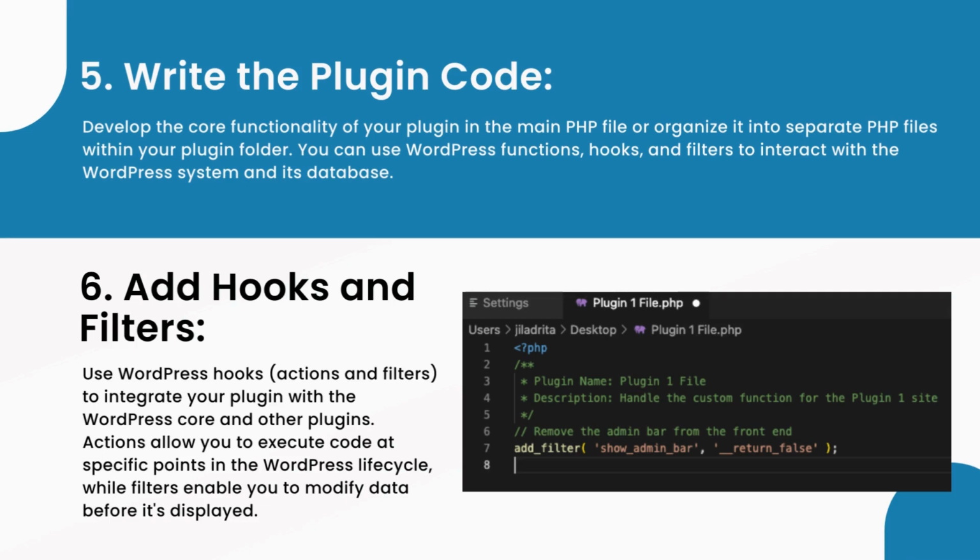6. Add hooks and filters. Use WordPress hooks, actions and filters to integrate your plugin with the WordPress core and other plugins. Actions allow you to execute code at specific points in the WordPress lifecycle, while filters enable you to modify data before it's displayed.